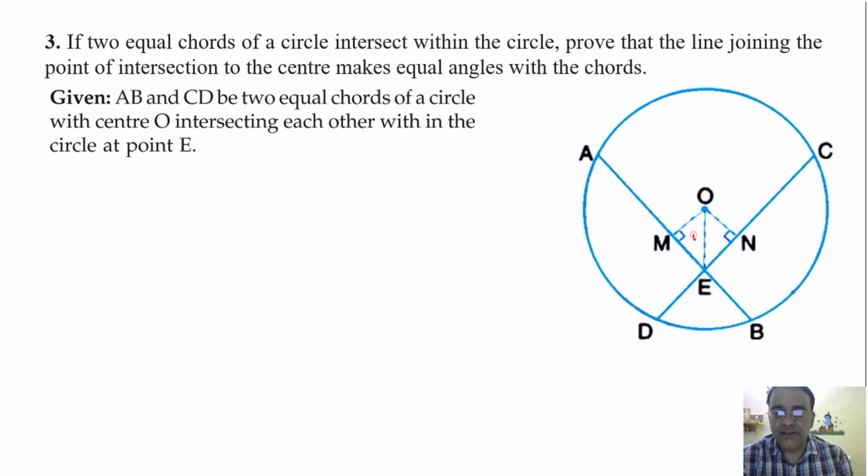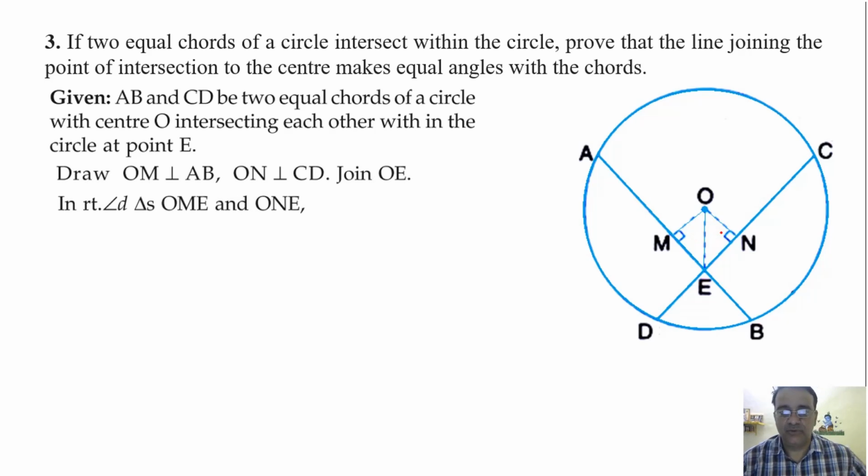And here also we are going to prove these two triangles congruent. Right? So how we have to prove these two triangles congruent? First of all, OM is equals to ON. Why?